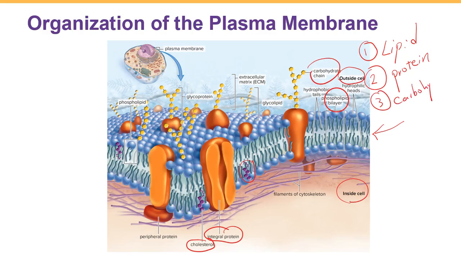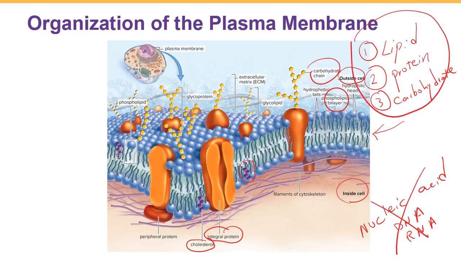If you remember, we talked about the different types of macromolecules before. We divided our macromolecules or biomolecules into lipid, proteins, carbohydrate, and nucleic acid. The only macromolecule we do not have in our plasma membrane is the nucleic acid. Do you know why? Because nucleic acid is DNA and RNA, so we do not have this stuff here. So the plasma membrane is only composed of lipid, protein, and carbohydrate.